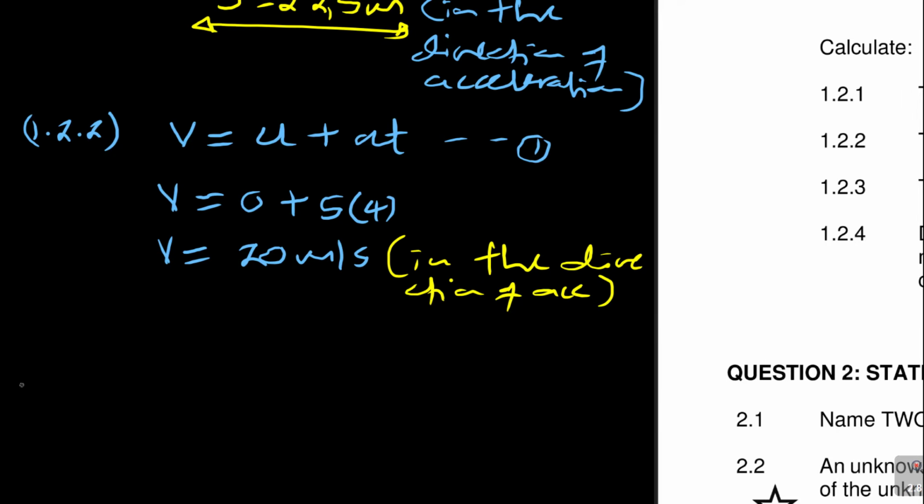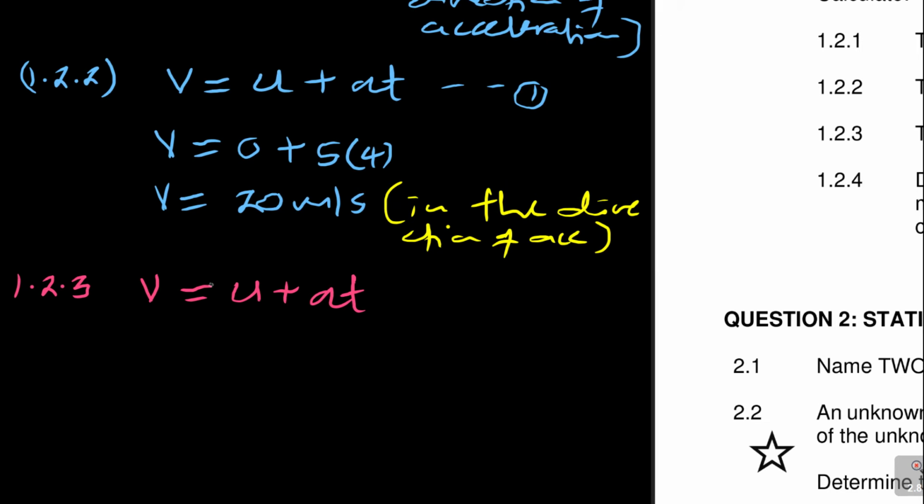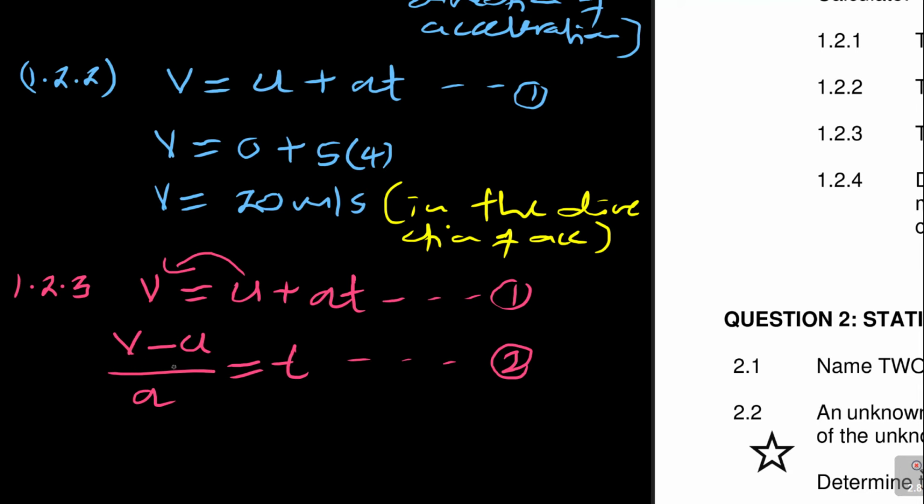Okay, let me write it first. 1.2.3. If you use this formula, v is u plus at. It's still the same formula that you're going to use, but the one that they usually prefer, you know what they've done? They take this u to the other side, so it becomes v minus u, then they divide by a, over a is equal to t. So there is this formula, t is equal to v minus u over a. But the actual formula here, we're going to use the same.